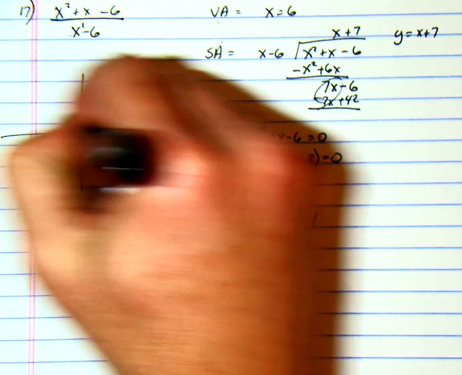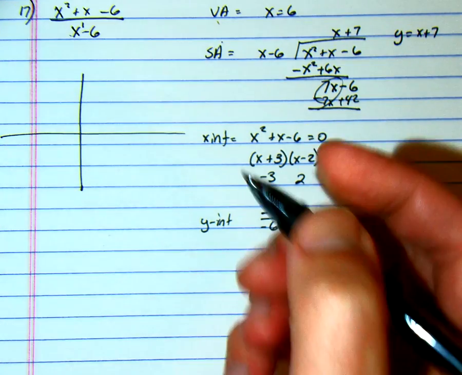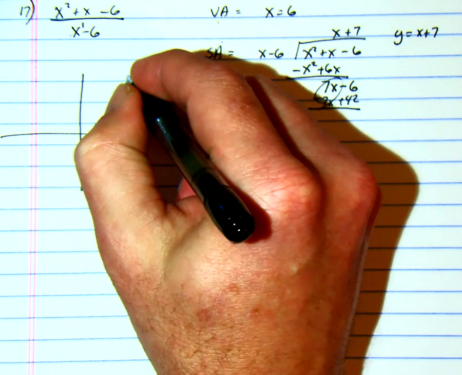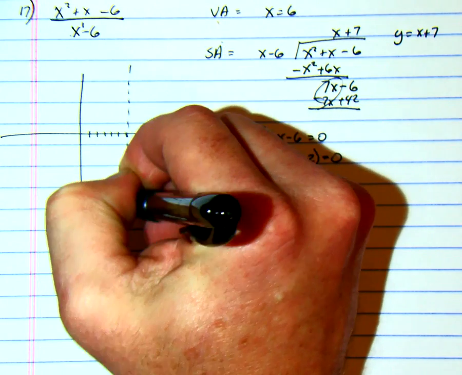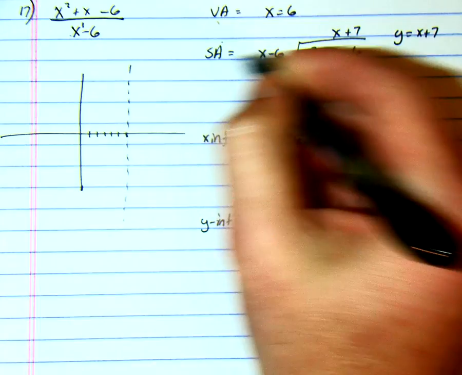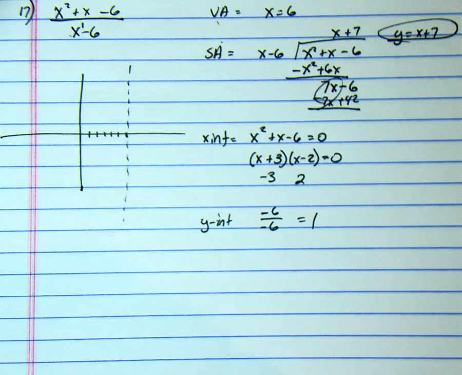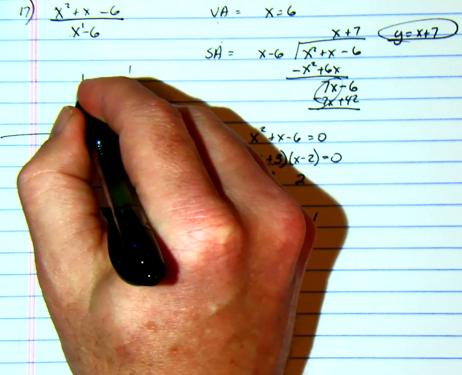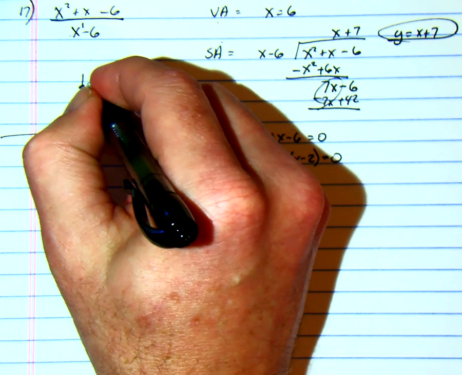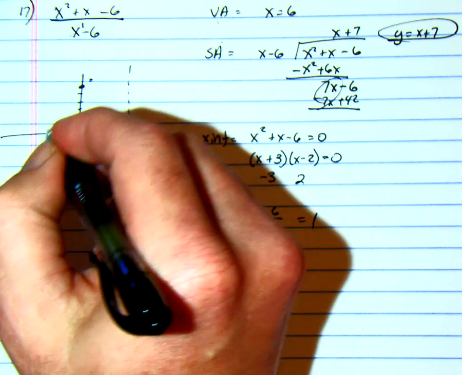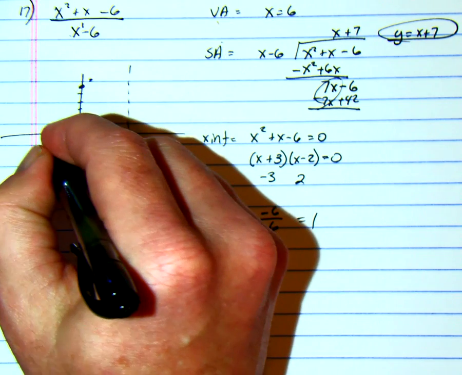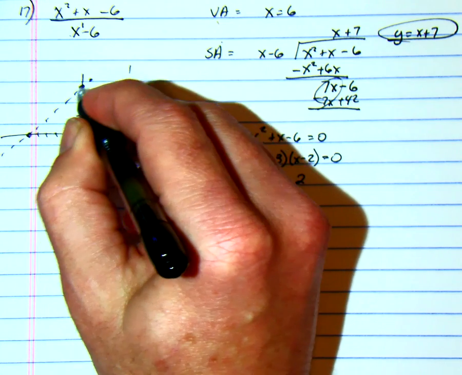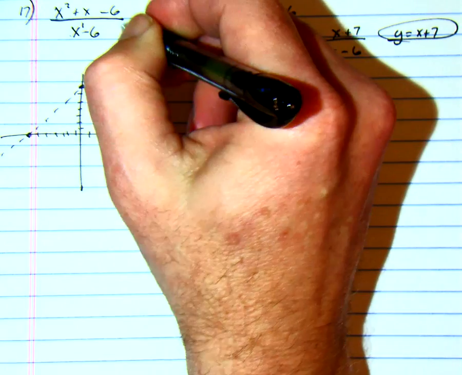So now we have all of the pieces to make this. We have a vertical asymptote out here, 1, 2, 3, 4, 5, and 6. We have a slant asymptote which follows that line, y equals x plus 7. So 1, 2, 3, 4, 5, 6, 7, and from there it goes up 1 and over 1. I know it's going to be that way, so we could just draw this. And this is going to be way off the paper.